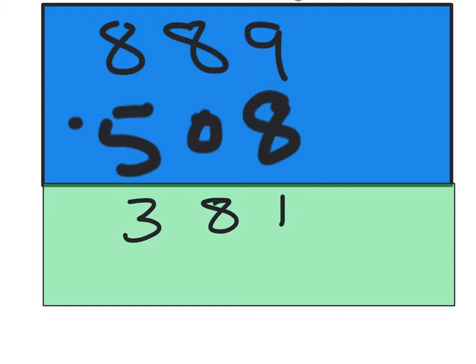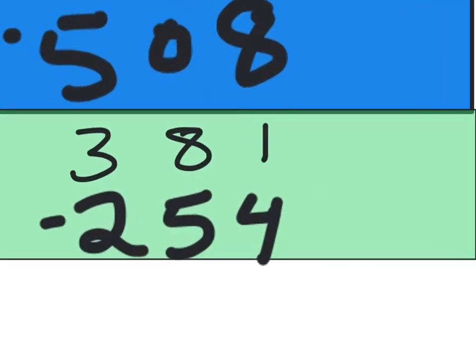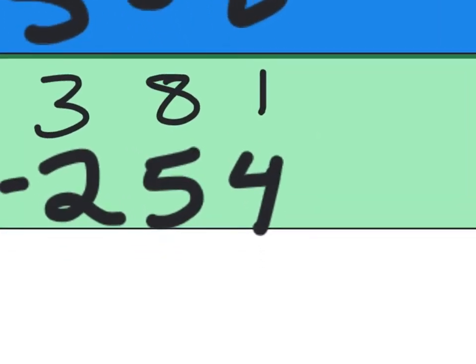So I'm going to look here, and I can see that 254 certainly will fit in there one more time. So I'm going to add another 1 above there, and then 1 times 254 is going to give me 254. So 254, and then I'm going to subtract. Before I do, I got to look for trouble coming, and this time I've got it, don't I?